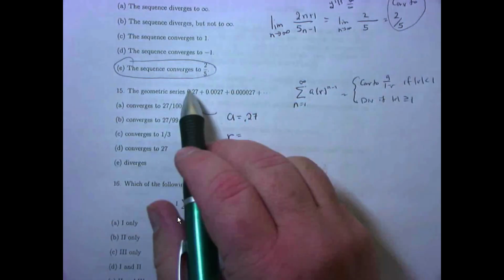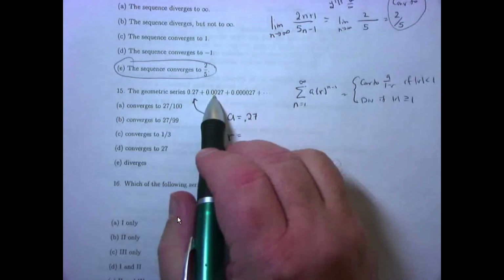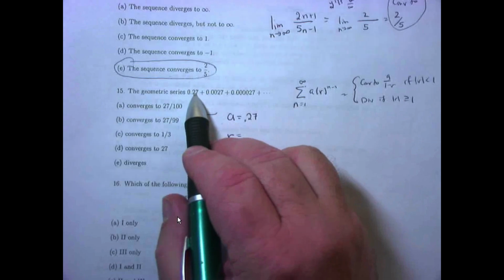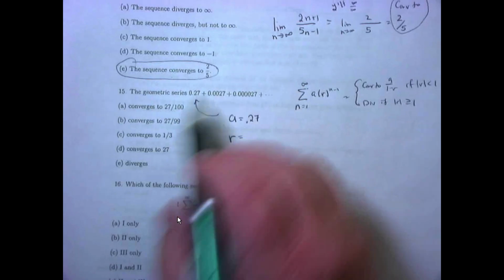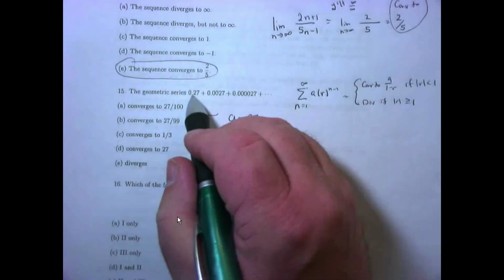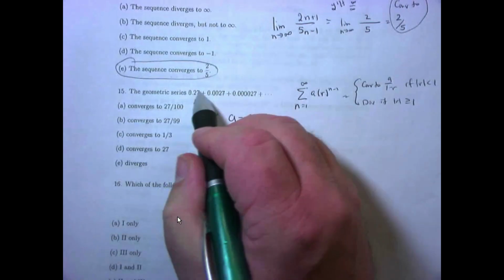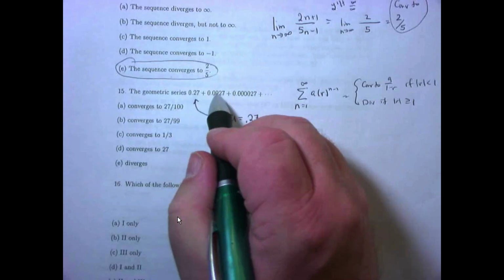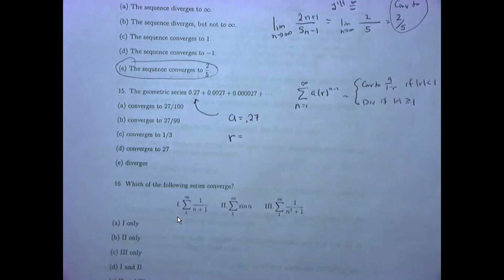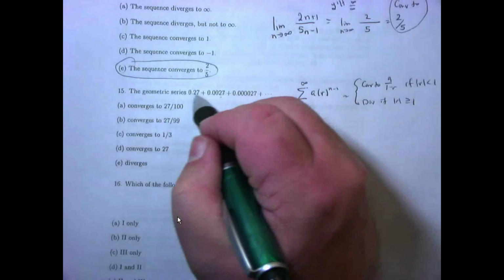r is called the ratio. It's the number that you multiply one number by to get to the next number. What do I need to multiply by 0.27 to get 0.0027? Well, let's see here. This is tens, hundreds. This is tens, hundreds, thousand, 10,000. What do I need to multiply by hundreds to get 10,000? 1 over 100. I moved my decimal.